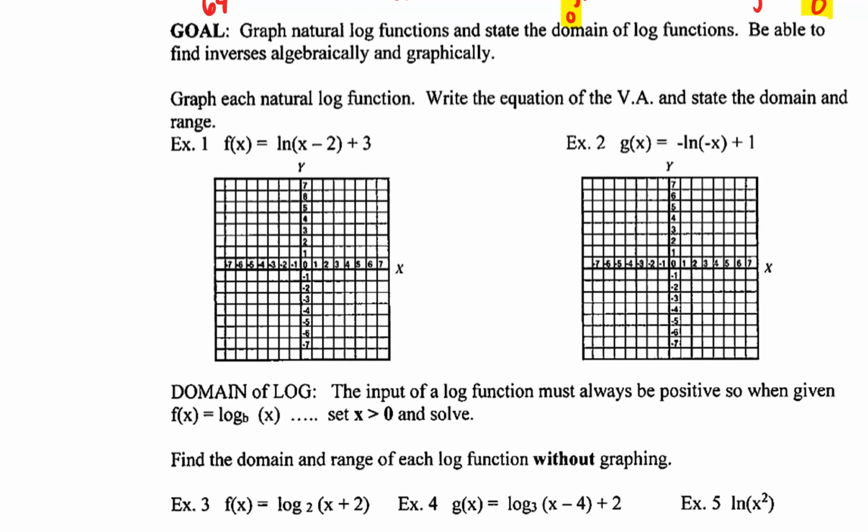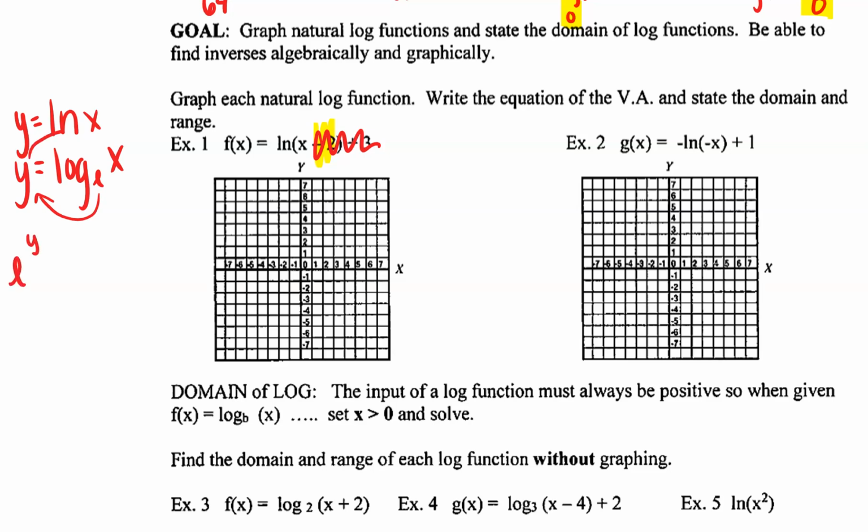So when I do these, I convert to exponential form first, and I ignore the shifts. I'm going to ignore the shifts and just convert to exponential form. I'm going to write this as y for now. y equals natural log of x is what we're going to convert to exponential form. Remember, natural log is the same as log base e. We're going to convert this to exponential form. e to the y power equals x.